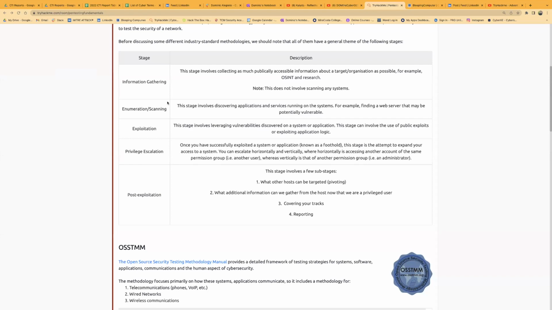Next one is going to be exploitation. This is after the penetration tester actually found the vulnerabilities. So they're going to be leveraging the vulnerabilities discovered on the system or application, actually running commands against it to exploit them. Maybe it allows them to remotely get into a root account via SSH, right? So it's different things that can actually happen. A lot of people can use public exploits or exploit the application logic to exploit these vulnerabilities. I know Metasploit's a good one. That's like the big daddy of them all, that has a database of all the common exploits.